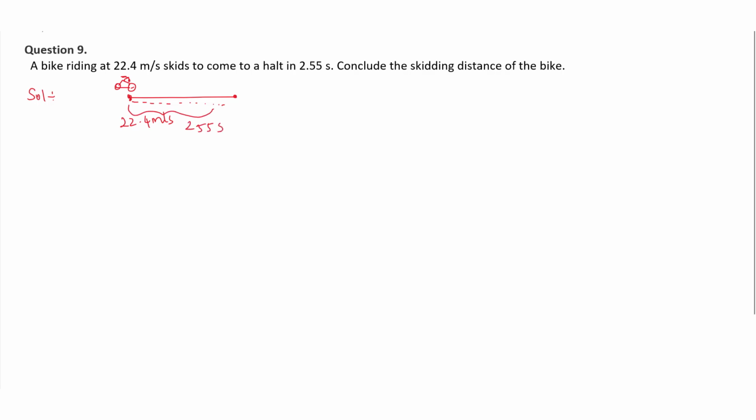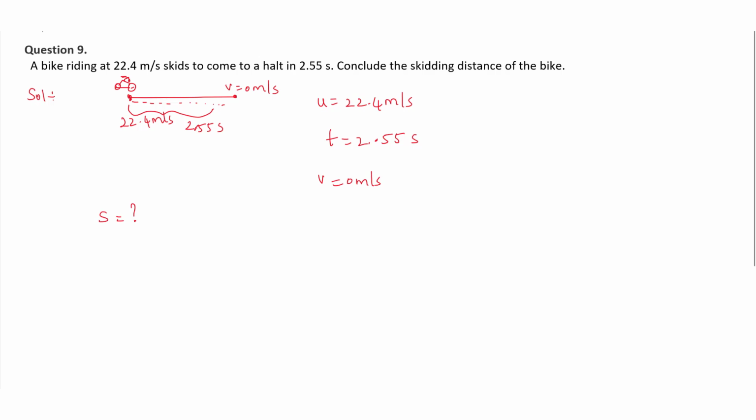2.55 seconds. So your U is 22.4 meter per second and the time period is 2.55 seconds. Because it is coming to a halt, its final velocity will be 0 meter per second. Halt means it is going to stop. Suppose you are driving a vehicle, suddenly it skids and obviously it will stop. So V will be 0 meter per second. Now you have to calculate S.